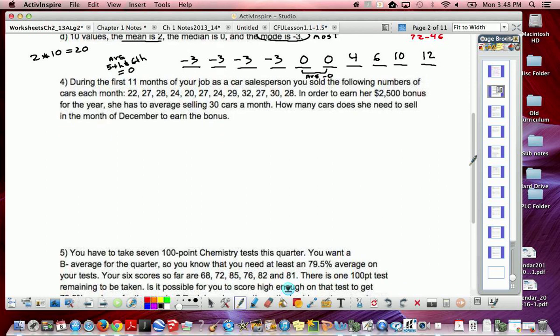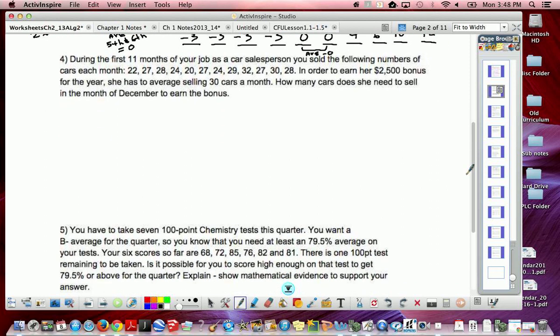All right, number 4. Here are some practical uses of all this mean, average, and all that fun stuff that we've been learning. Number 4 says, during the first 11 months of your job as a car salesperson, you sold the following numbers of cars each month. I'm not going to read all of them. But in order to earn her $2,500 bonus for the year, she has to average selling 30 cars a month. How many cars does she need to sell in the month of December to earn the bonus?